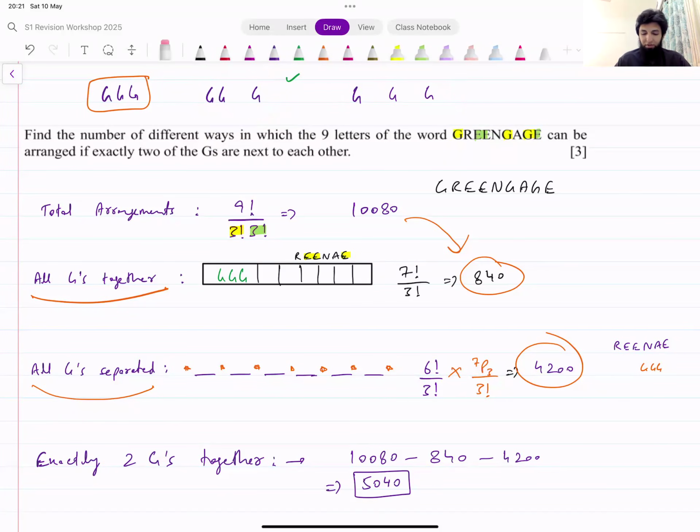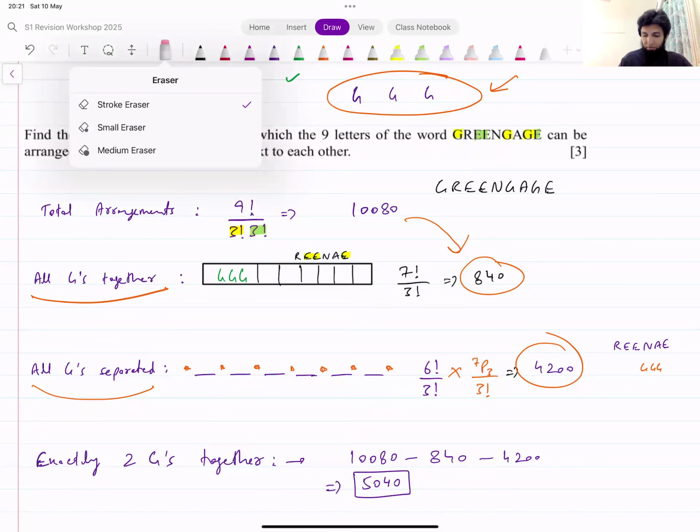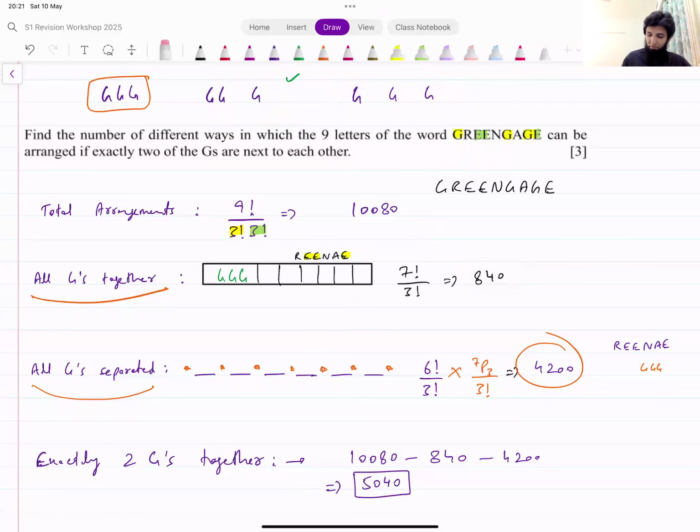Total minus together does not work because total minus together also leaves you with this option, right? Where all G's are separated. That's not what we want. We want exactly two G's together. So we can't have all of them separated. So that would not work. Okay. All right. So this is one way of doing this.